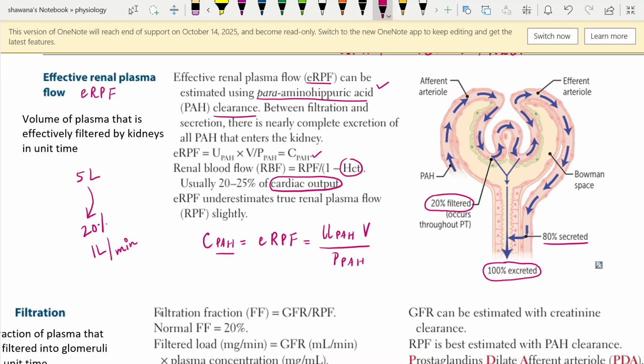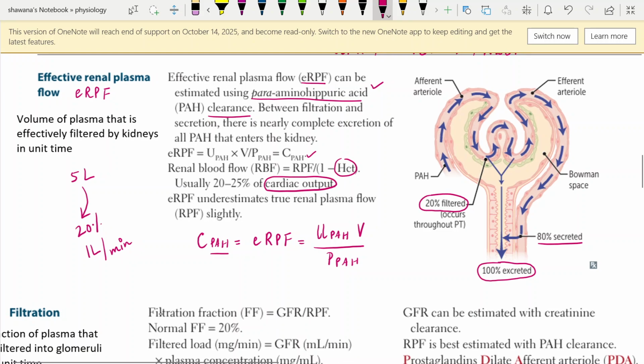There is para-aminohippuric acid entering the renal artery. It is 100% excreted. So do we find para-aminohippuric acid in the renal vein? No, we do not find the para-aminohippuric acid in the renal vein because it's already been excreted 100%. So that's why we use para-aminohippuric acid clearance to measure the effective renal plasma flow.